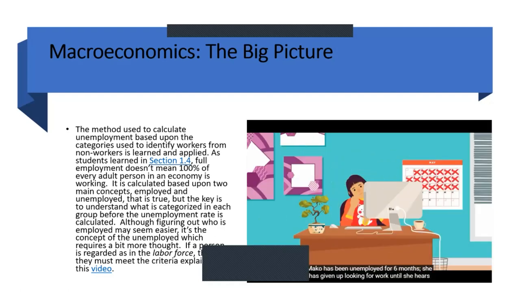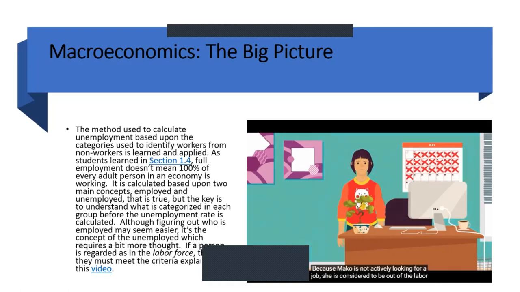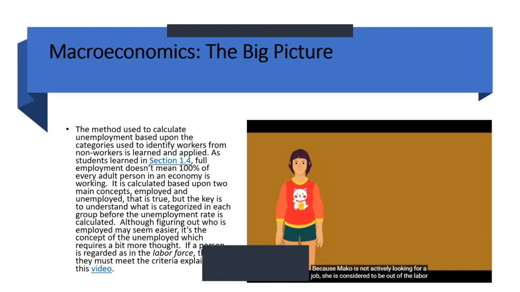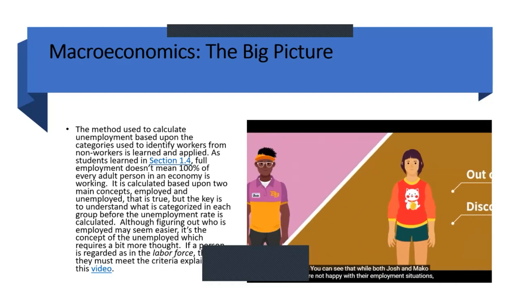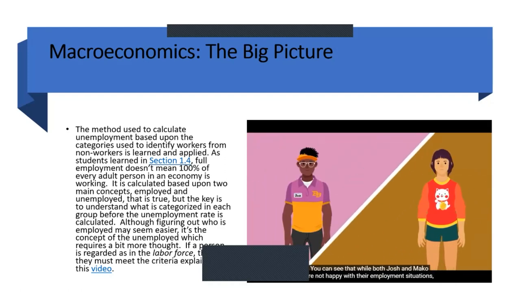Mako has been unemployed for 6 months. She has given up looking for work until she hears the economy may be turning around. Because Mako is not actively looking for a job, she is considered to be out of the labor force. In fact, because she has given up looking for work, Mako is considered a discouraged worker. You can see that while both Josh and Mako are not happy with their employment situations, neither is counted as unemployed. So calculating the unemployment rate is fairly complicated.